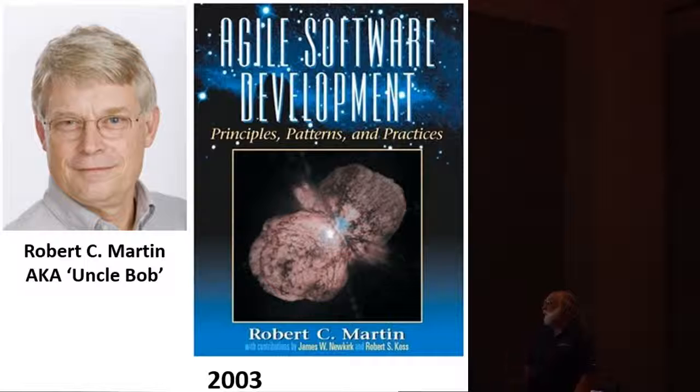In 2003, one of the guys, Robert Cecil Martin, also known as Uncle Bob, published a book, the classic one I always show in my presentations, Agile Software Development. And probably for the first time, he gathered most of the best practices in Agile development in a single book and put them in order. And that gave birth to the SOLID principles.